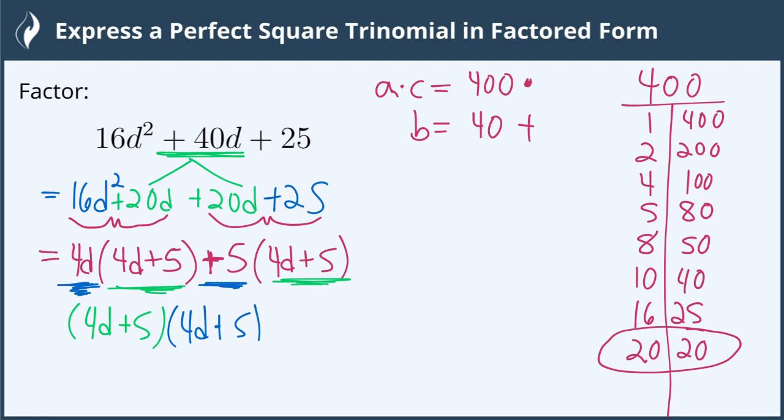Now, what's interesting about this is that that's repeated, right? It happens twice. So instead of writing it in this format, we'll write it as 4d plus 5 in the parentheses squared. Because it's multiplied by itself, it's the same thing as squaring. And that's why we say that this is a perfect square trinomial.